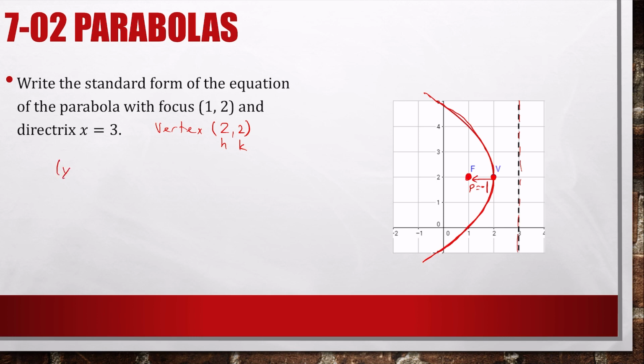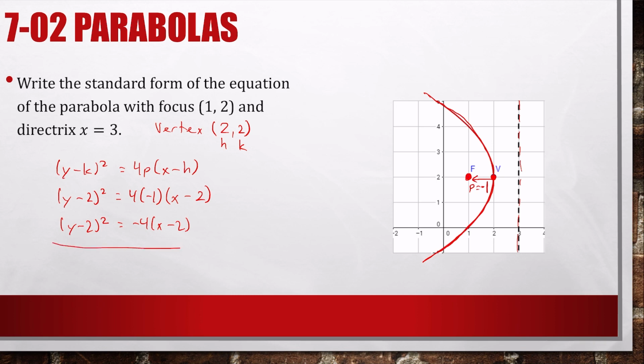So it's (y minus k) squared equals 4p times (x minus h). K is 2, p is -1, h is 2. And there we go.